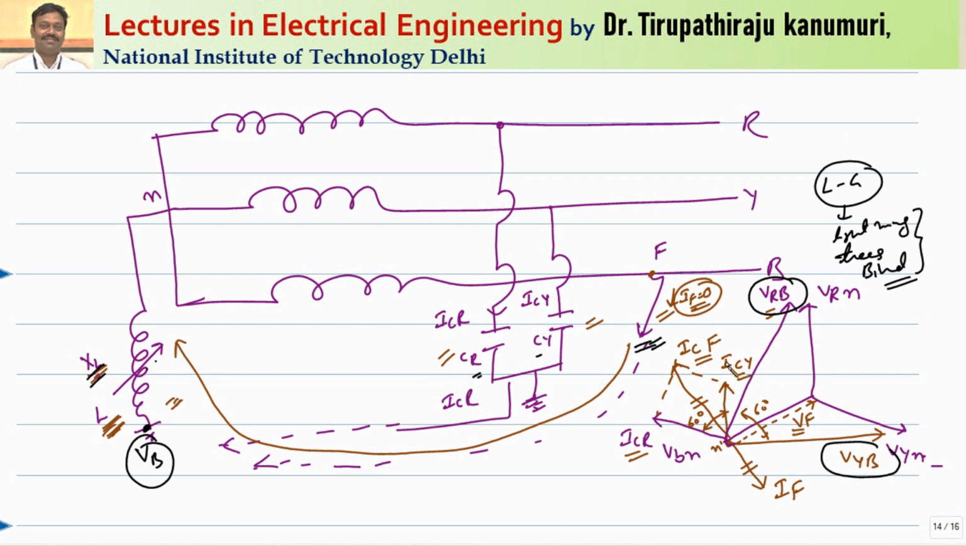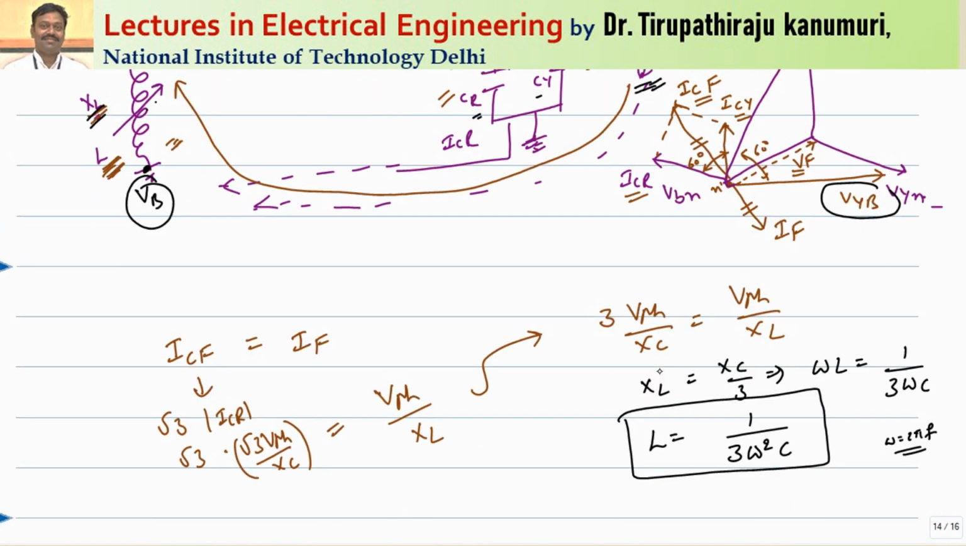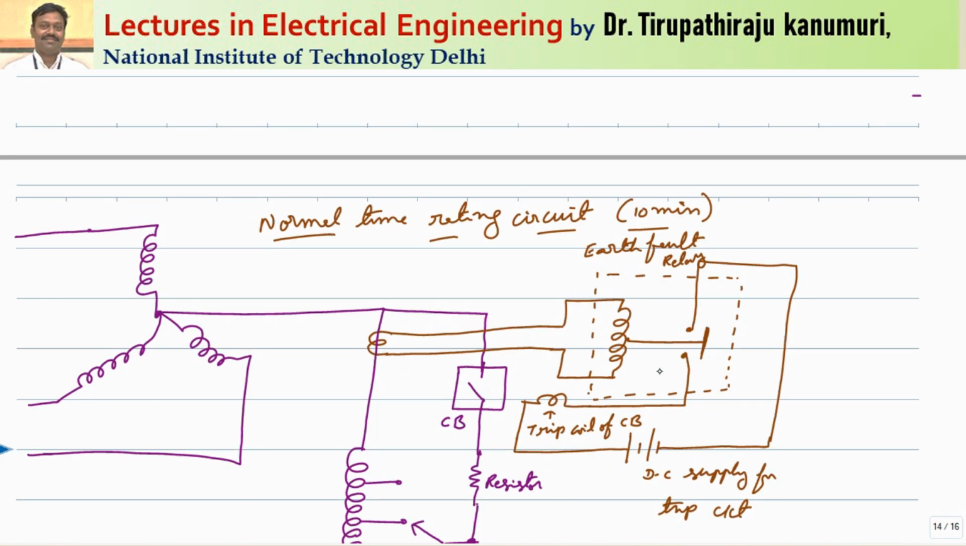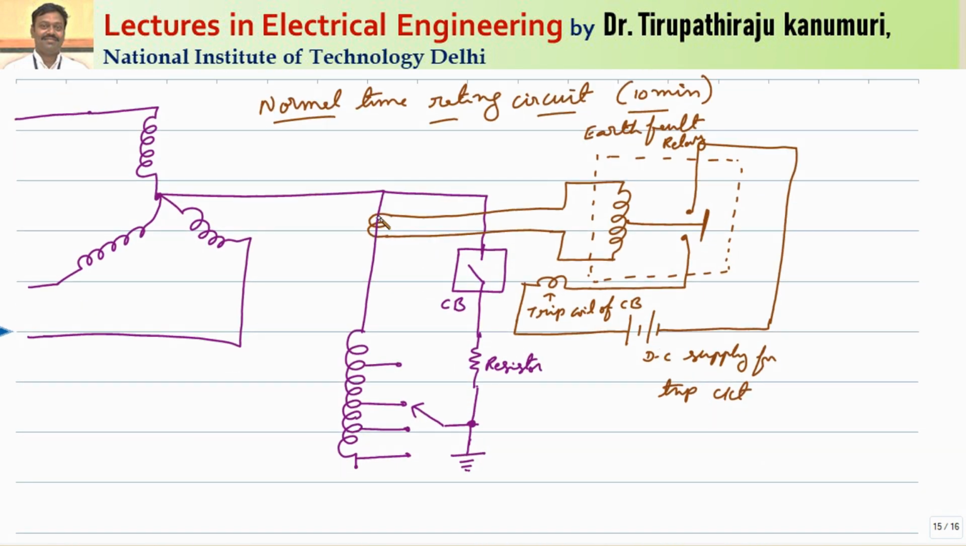Only 30% of the faults will be sustained faults. That means some of the phase conductor is cut and falling on the ground. So that cannot be disconnected. Only in such case, we have to isolate it. Otherwise, this fault will continue forever. So in that case, there are two types of ways in which the fault can be detected and isolated. One of them is called as normal time rating circuit. In the normal time rating circuit, this circuit will wait for 10 minutes for the fault to disconnect. Even if the fault is not disconnecting after 10 minutes, that means it is a sustained fault, so that should be disconnected.